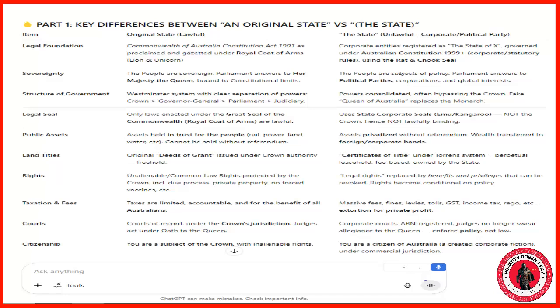Courts. Courts of record under the Crown's jurisdiction. Judges act under oath to the Queen. Corporate courts, ABN registered, judges no longer swear allegiance to the Queen, enforce policy, not law. Citizenship, you are a subject of the Crown with inalienable rights. You are a citizen of Australia, created corporate fiction under commercial jurisdiction.